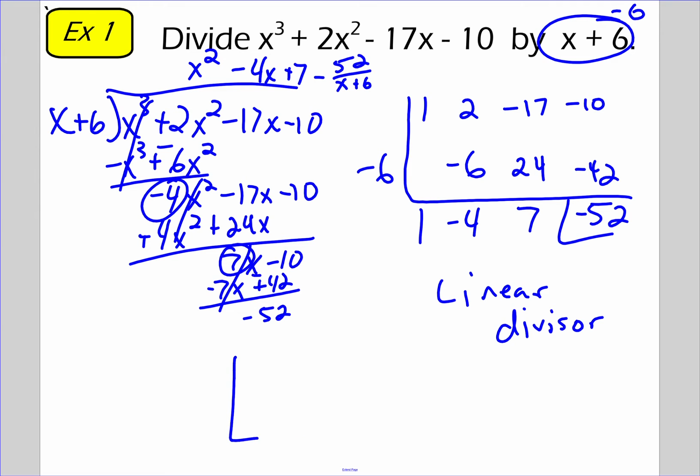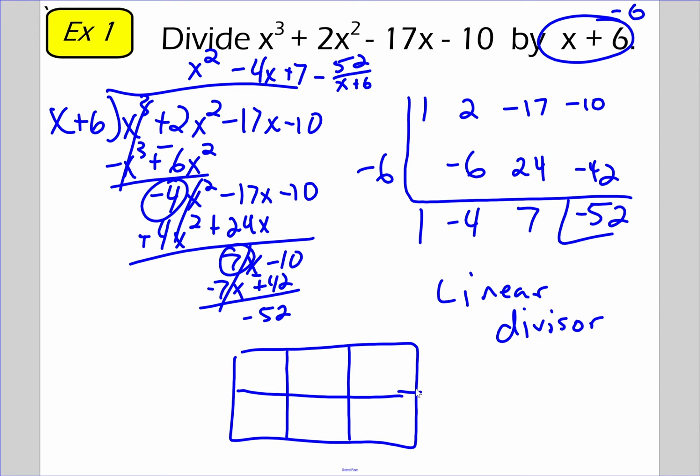The area model can also be used here. We know we're dividing a cubic by a linear, so if I put my linear on the side, I should be left with a quadratic. I know I'm going to have x cubed, 2x squared, negative 17x, and negative 10 along the outside. The one I can start with is x cubed. x times x squared gives me x cubed. Now I can multiply the 6 by x squared to get 6x squared. Along the diagonal, it should add up to be 2, but we have 6, so we need negative 4 here. So it's negative 4x squared.